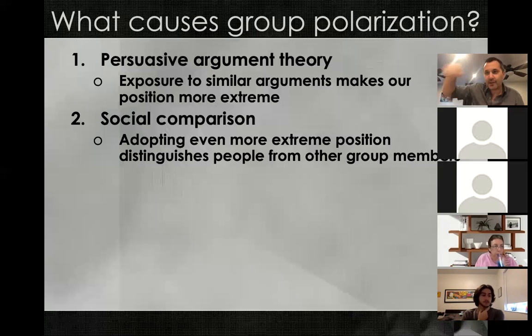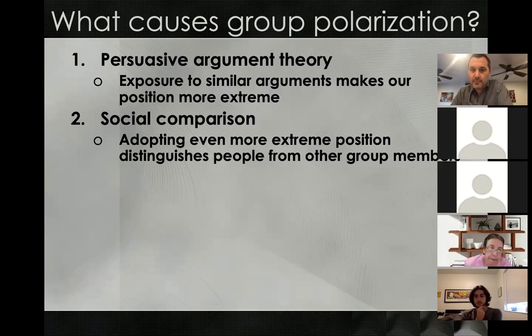But if everyone does the same thing, so everyone's trying to still identify themselves as being against the death penalty by differentiating themselves from other group members, everyone becomes more extreme in an attempt to become even more anti-death penalty compared to everybody else in my group. So in this explanation, group polarization happens because we're trying to distinguish ourselves from other group members.